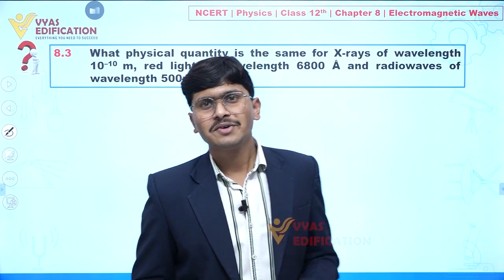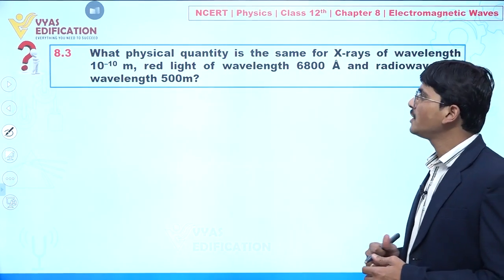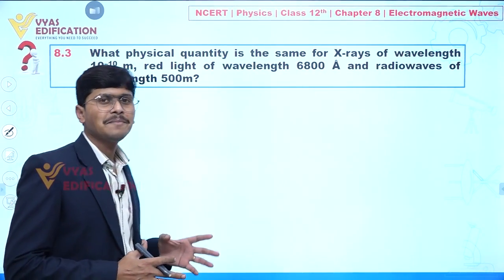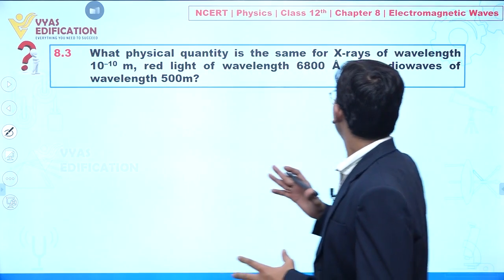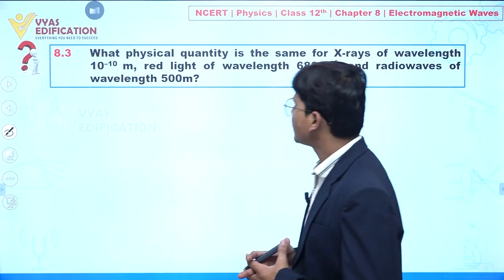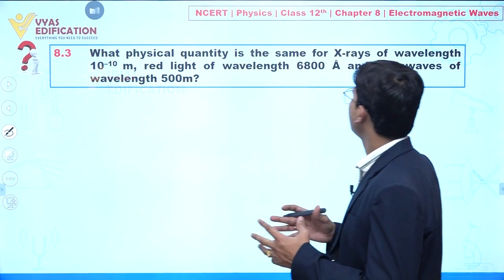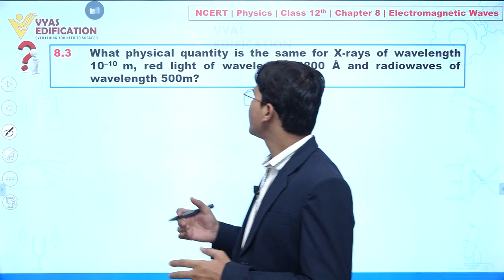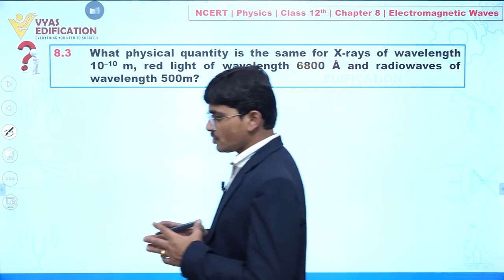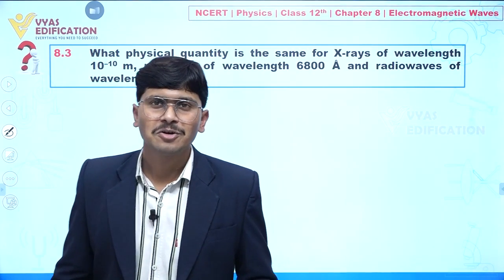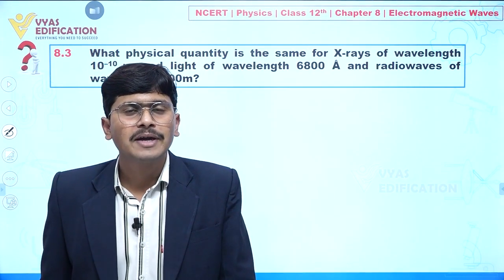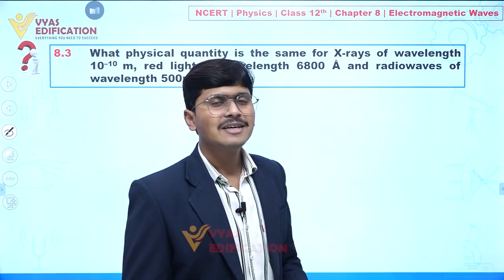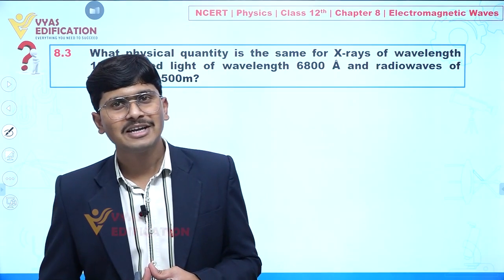Now dear student, we are going to discuss question number 8.3, and in this question it is given to you: what physical quantity is the same for X-ray of wavelength 10 to the power minus 10 meter, red light of wavelength 6800 angstrom, and radio waves of wavelength 500 meter? Clear? So dear student, if we talk about the electromagnetic spectrum, one quantity that remains the same irrespective of wavelength is the speed of electromagnetic waves in vacuum.